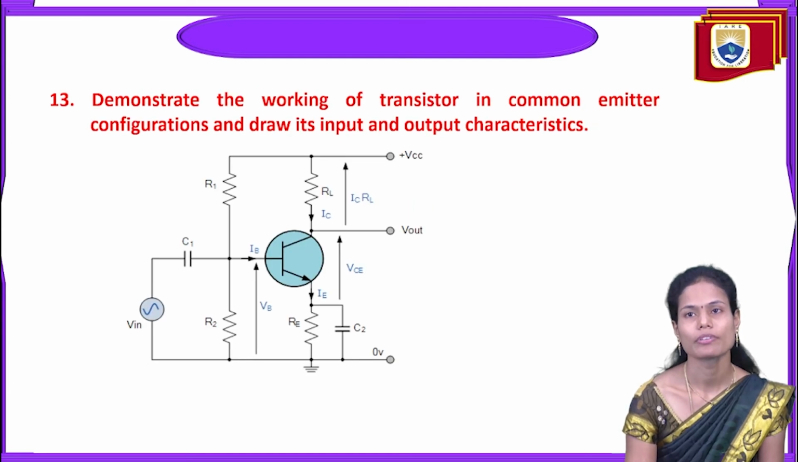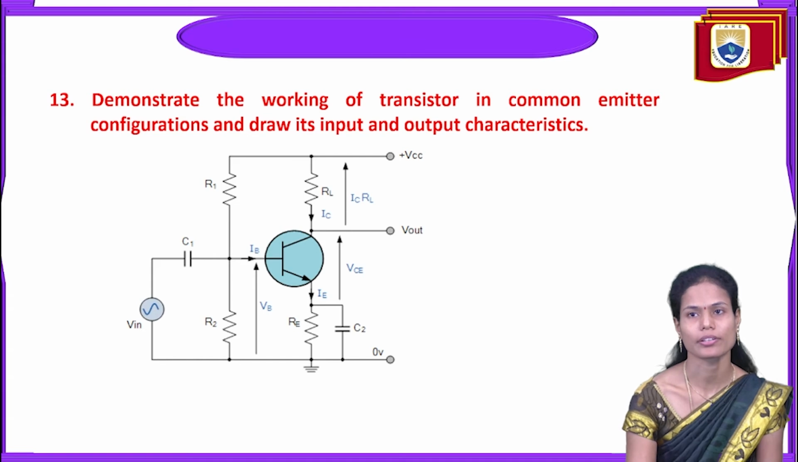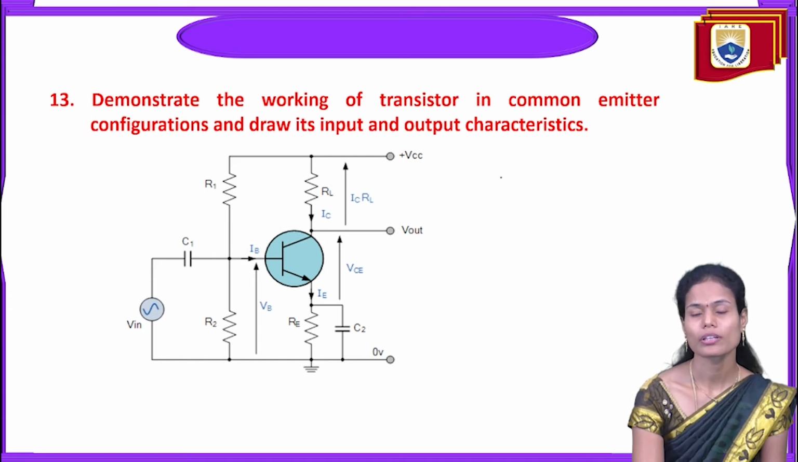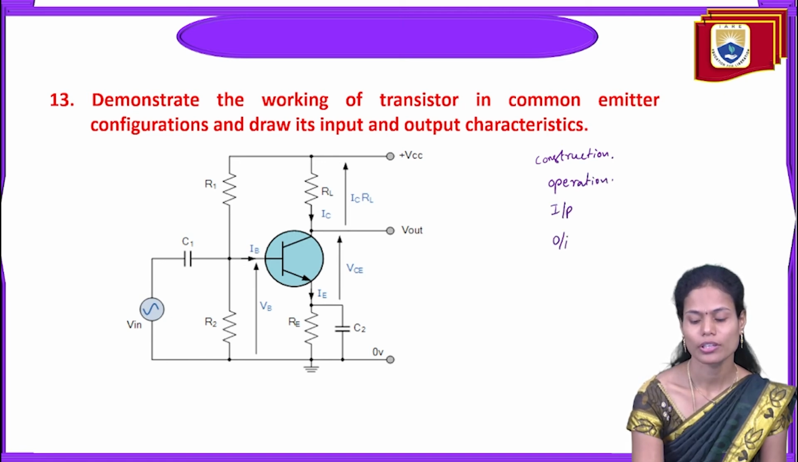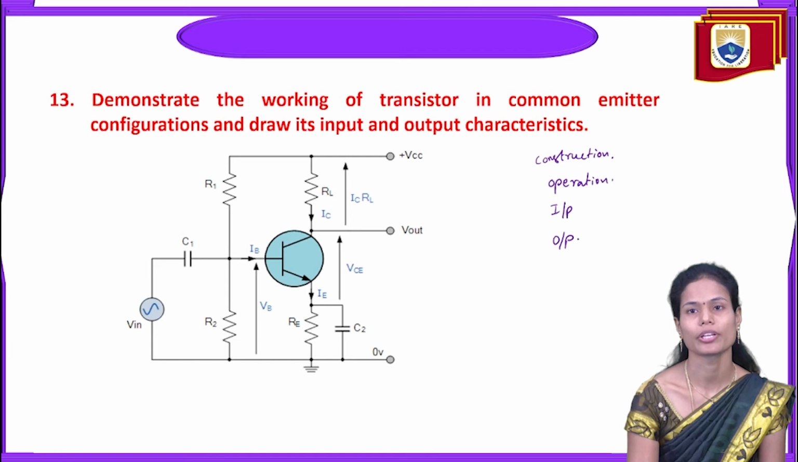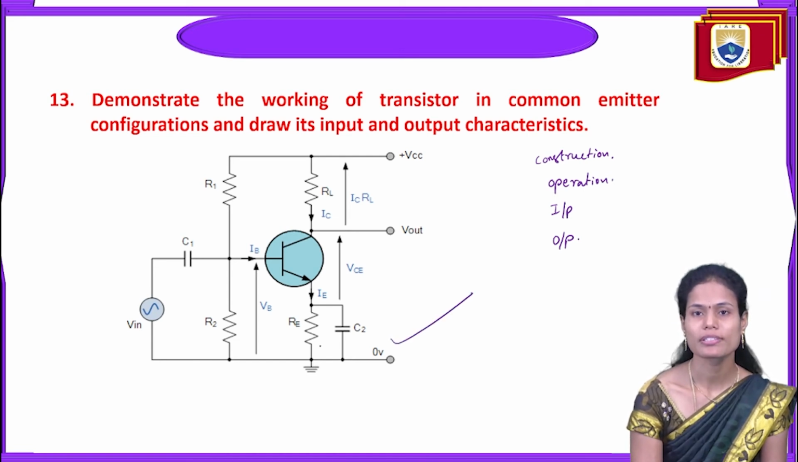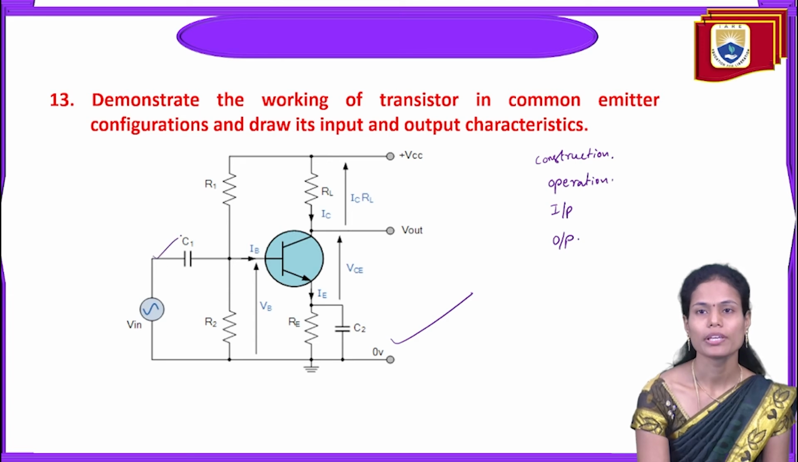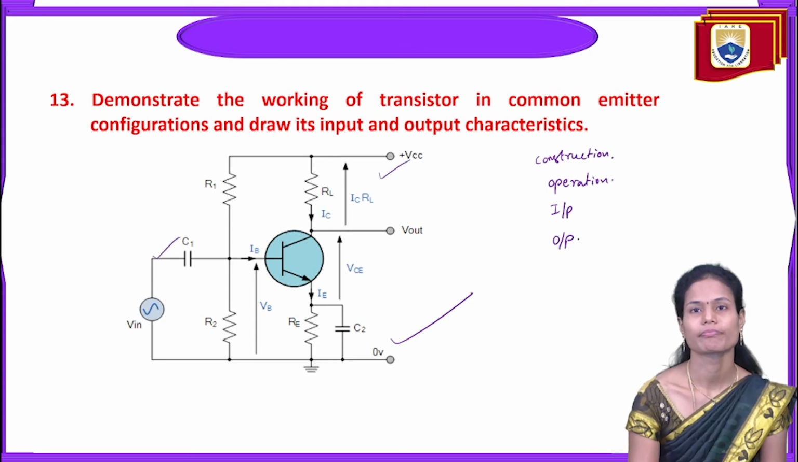And next, demonstrate the working of transistor in common emitter configuration and draw its input-output characteristics. So in this particular question, we need to explain how to construct the common emitter amplifier and what is the operation of the common emitter amplifier and what are the input characteristics and what are the output characteristics of the common emitter amplifier. So here I am showing the common emitter amplifier. So the emitter terminal acts like a common between the base and collector terminals.